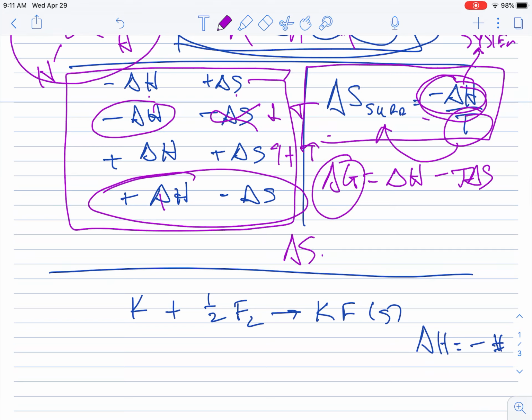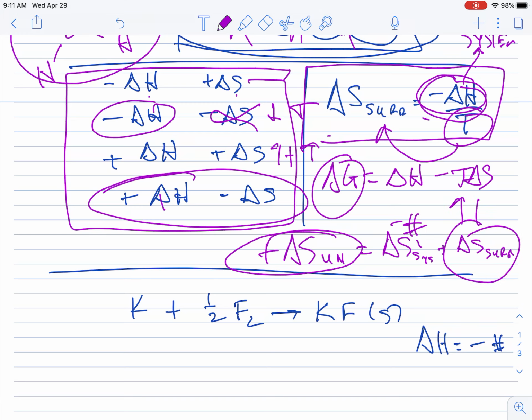Also keep in mind that delta S of the universe is delta S of the system plus delta S of the surroundings. Okay? So remember, if something's going to be a spontaneous reaction, you have to have an increase in the entropy of the universe, which means, let's say, for example, you have a decrease in the entropy of the system, so let's say that's a negative number. So that means the increase in the entropy of the surroundings has to be a number that's positive and bigger than that one so that you end up with a positive delta S.